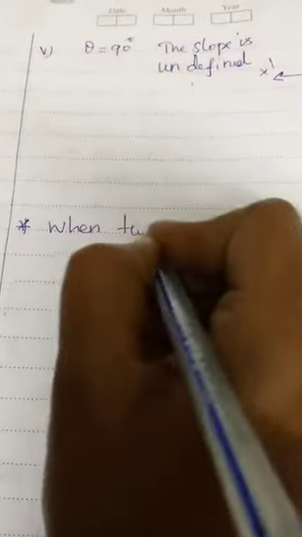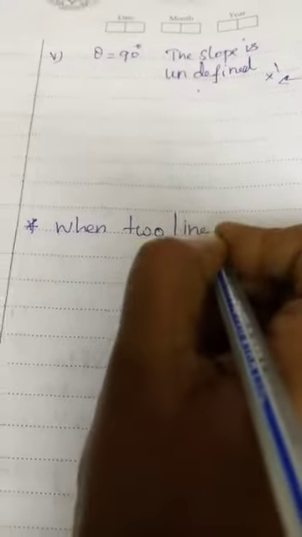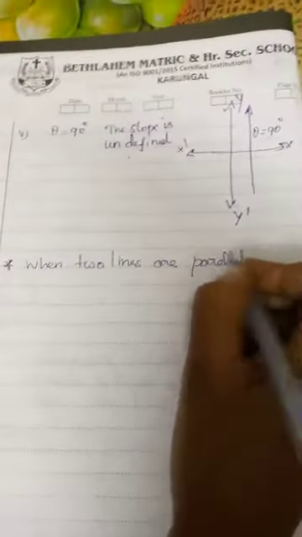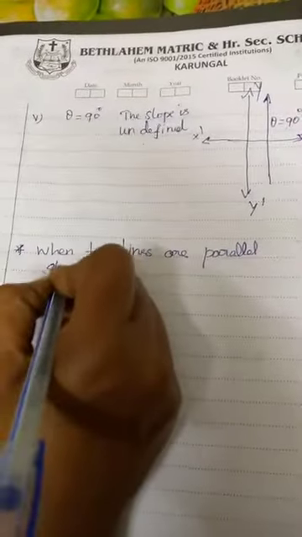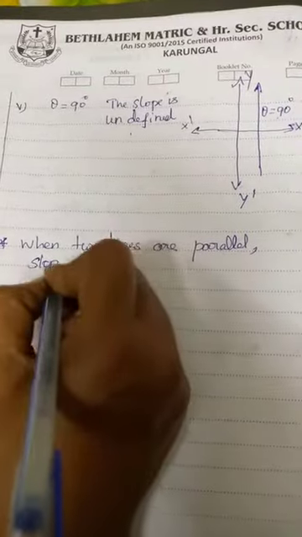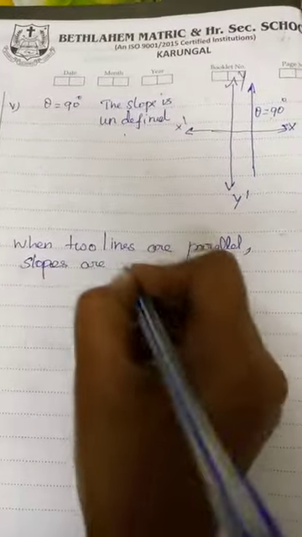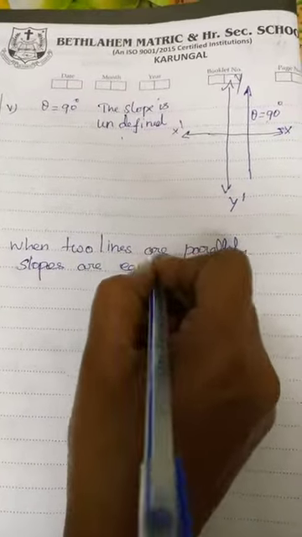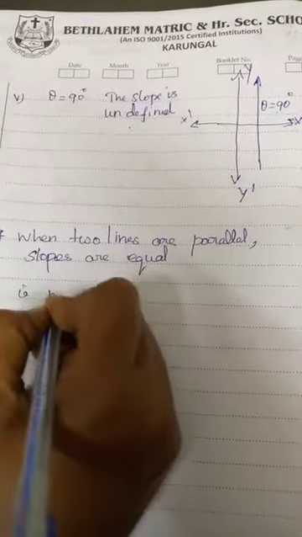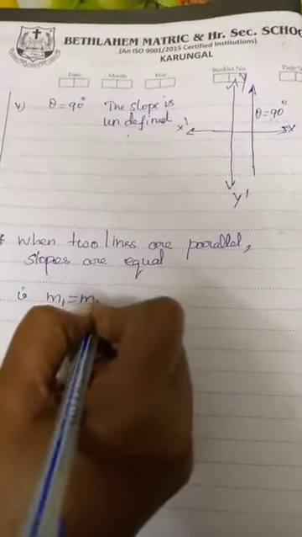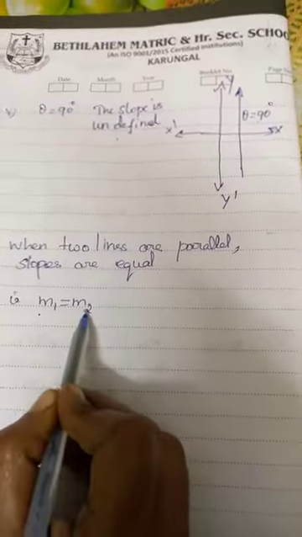Next, two more formulas. Let's write. When two lines are parallel, slopes are equal. Parallel, then their slopes are equal. That is m1 is equal to m2. Condition is m1 equal to m2.